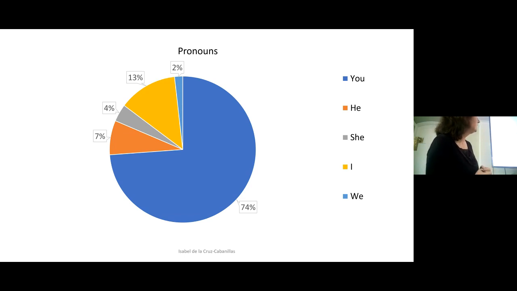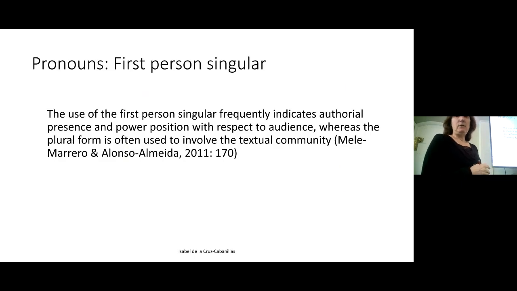He 7%, oh sorry, I don't know, yeah, she 4%, and I'm really going to concentrate on the upper segment of the circle, so that's 13% of first person pronoun I, and 2% of first person plural we. Right, the use of the first person singular, according to Mele and Alonso-Almeida, you can see Alonso-Almeida is my hero here, and along with Taavitsainen.